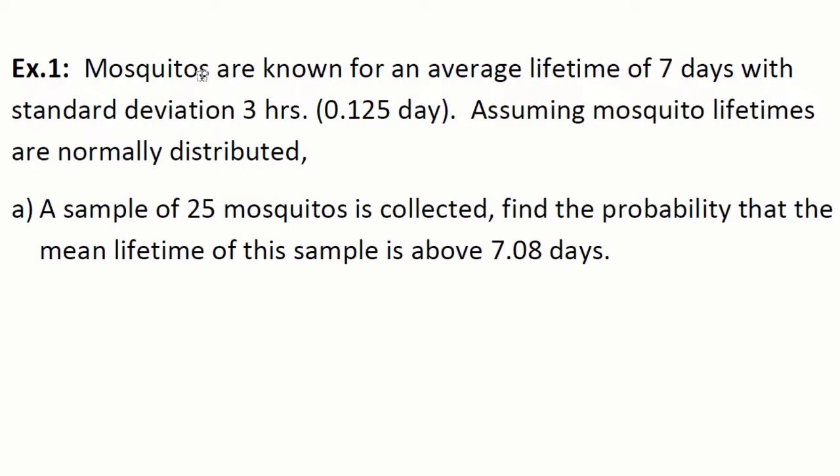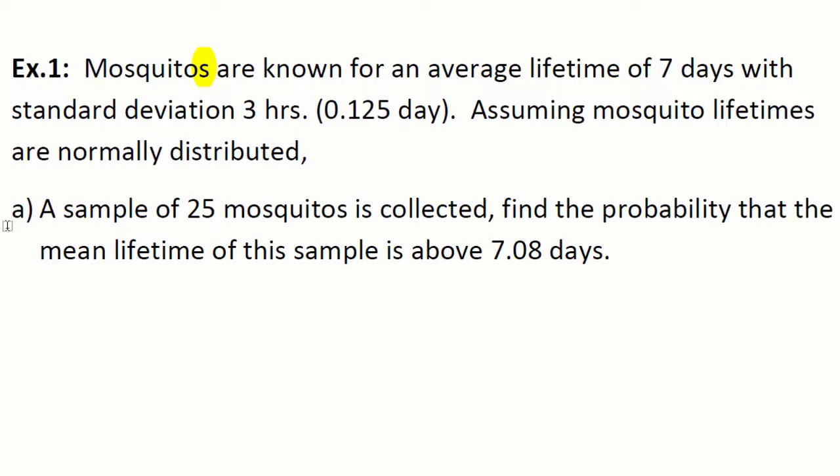So mosquitoes are known for an average lifetime of 7 days with standard deviation 3 hours. And 3 hours is 1/8 of a day. So 3 hours is better to be understood as 0.125 of a day, because this is 1/8 of a day in decimal. And so now, assuming mosquito lifetimes are normally distributed.